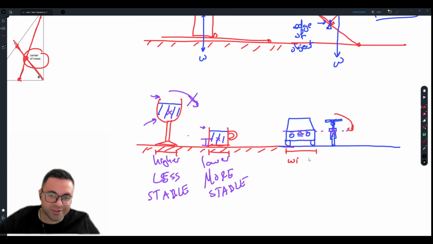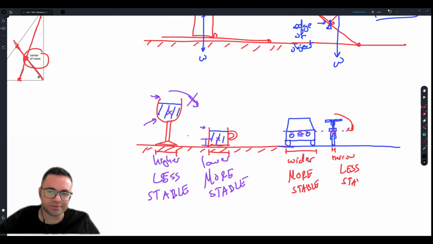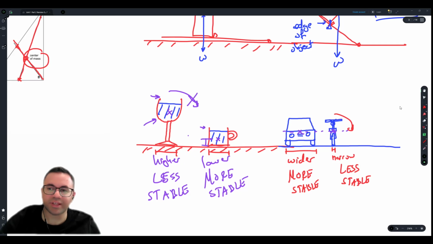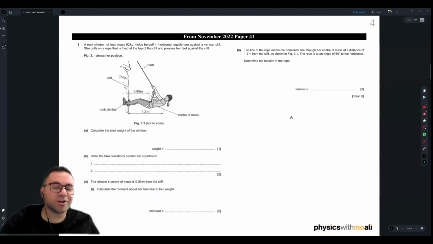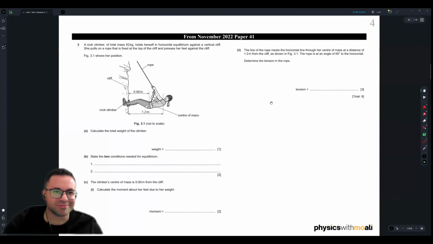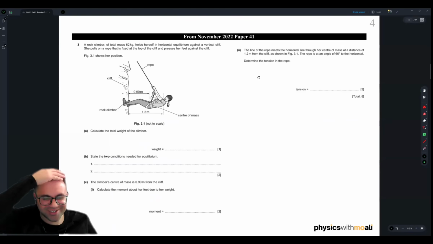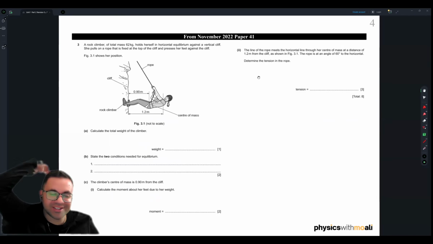Because the wider the base, the more stable it is. And the narrower the base, the less stable it is. Okie dokie? So that's stability and the things that affect stability. Let's solve a super duper hard question. That one singular question that has ever showed up with the distance at an angle that you need to solve.